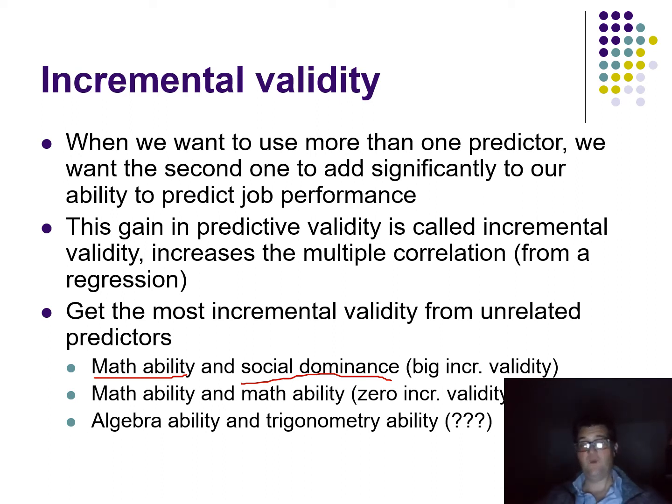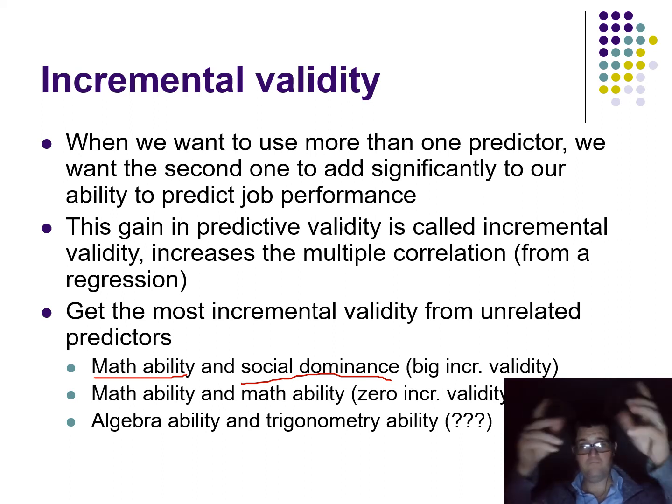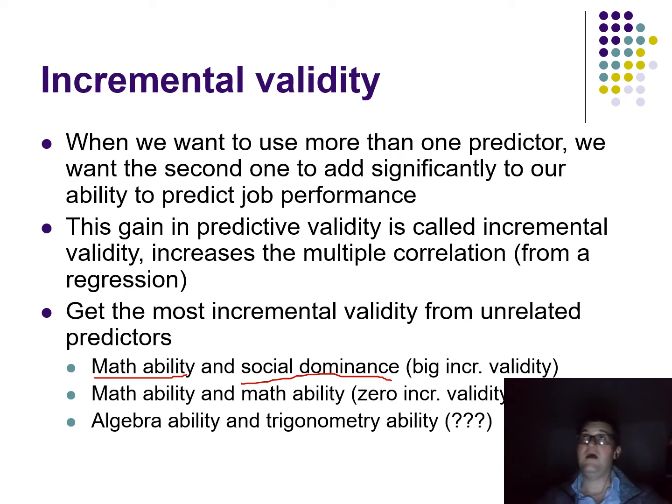But the basic idea here is we want the predictors to have very little to do with one another. So if two tests of mathematical ability are right on top of each other, very little. Maybe the algebra and trigonometry example here, they're overlapping, but not completely so. And then something like math and social dominance, these two have nothing to do with one another. And so as long as they're both related to the outcome, you're going to get a bigger additional bang for your buck adding that second one.